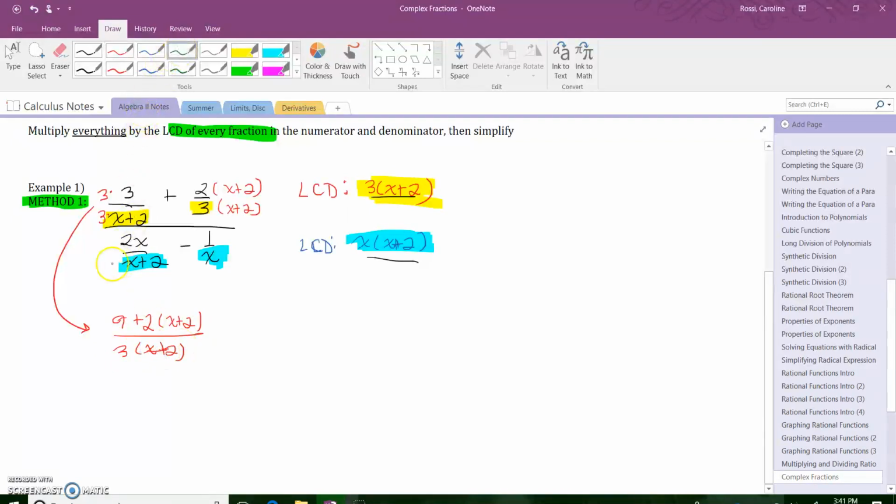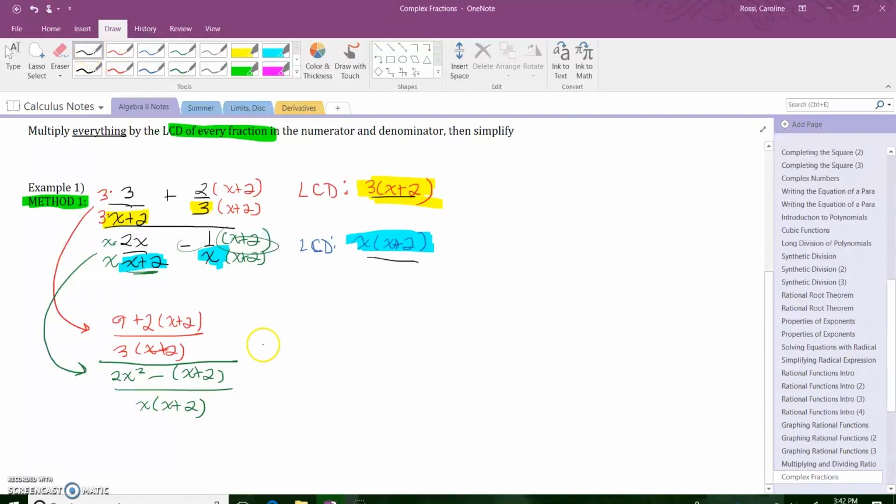All right, now let's take a look at these two. I have x plus 2, but I really want x plus 2 times x. So let's multiply by x. Here I have an x, but I need x plus 2. So I'm going to multiply by x plus 2. And I'm going to put these two down here. So x times 2x is 2x squared. Minus 1 times x plus 2 is just minus the quantity x plus 2 all over the LCD down here.